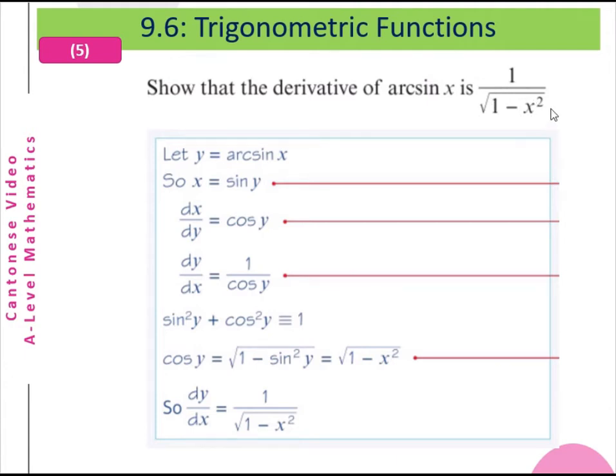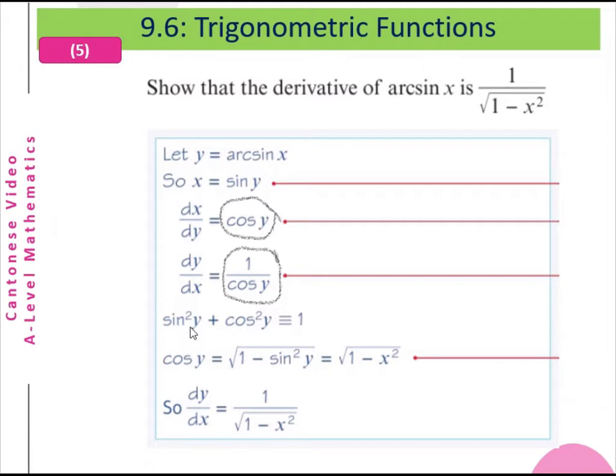And example 5, we show that the derivative of arcsin x equal to 1 over square root of 1 minus x squared. That's y equal to arcsin x, so x equal to sin y. And dx by dy equal to cos y, so dy by dx is the reciprocal of cos y, equal to 1 over cos y.